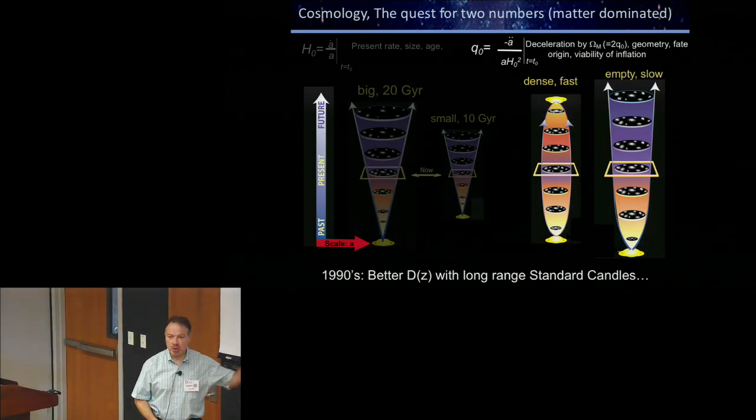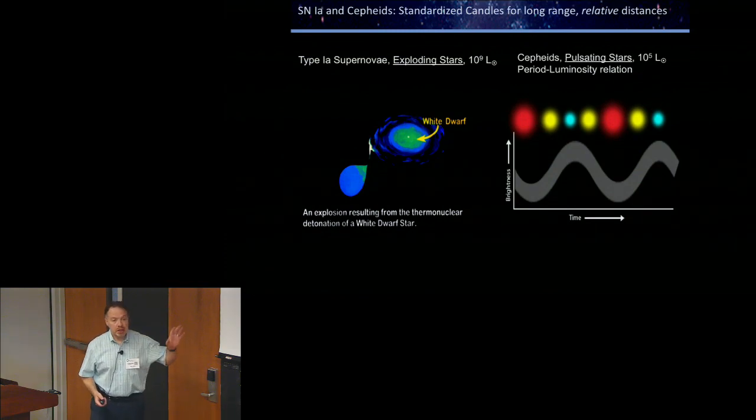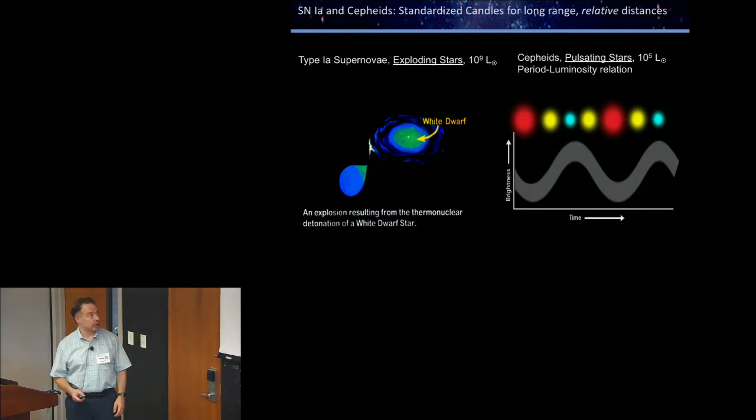These questions had been around for decades, but in the 1990s, some truly long-range standard candles became available. So these are the two primary kinds of standard candles I'm going to talk about in this talk. Both of these are very bright, and they're very good for measuring long-range relative distances. So on the left, of course, are the Type Ia supernovae.